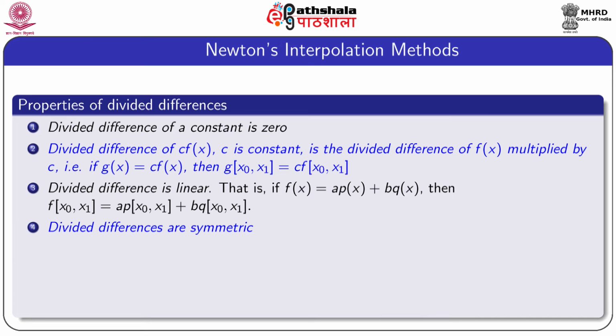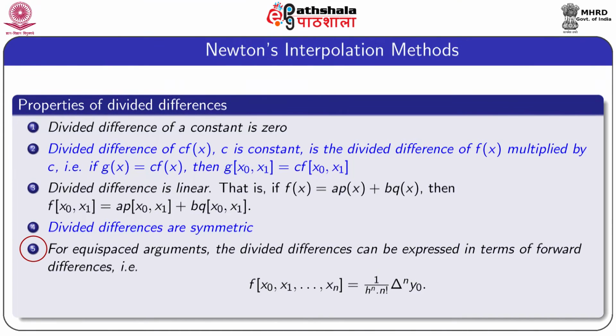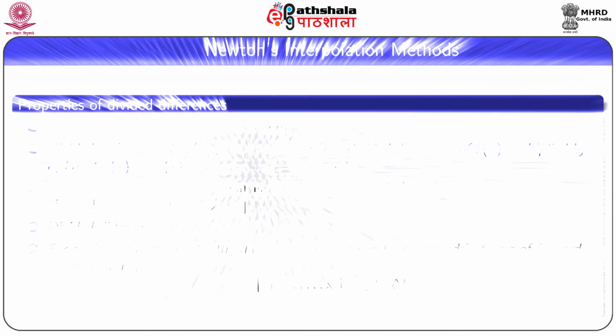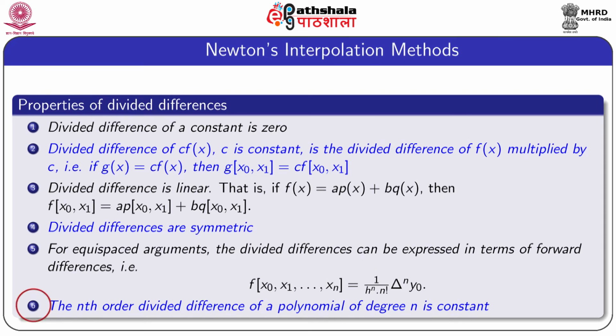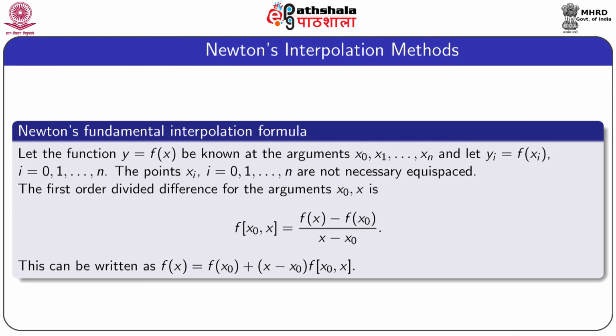Also, divided differences are symmetric, all the divided differences are symmetric. And lastly, for equispaced arguments, the divided difference can be expressed in terms of forward differences. That is, for n plus 1 arguments, the nth order divided difference is equal to 1 by h to the power n factorial n into delta to the power n y0. Also, we have proved in the text that the nth order divided difference of a polynomial of degree n is constant. Now, we come to develop or derive Newton's fundamental interpolation formula.